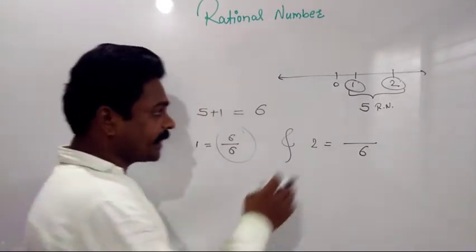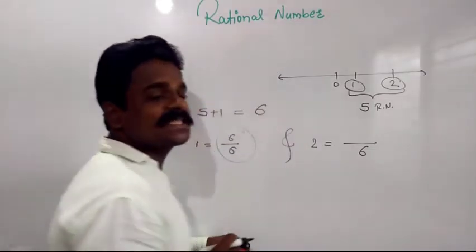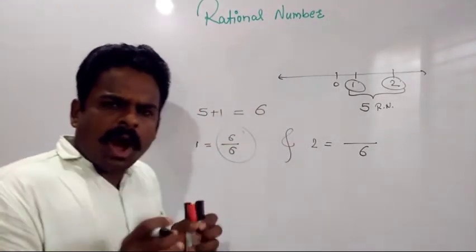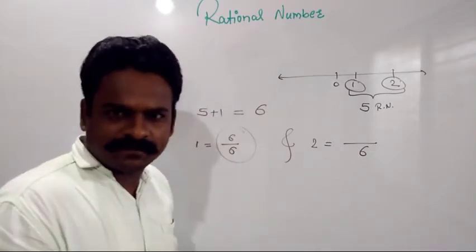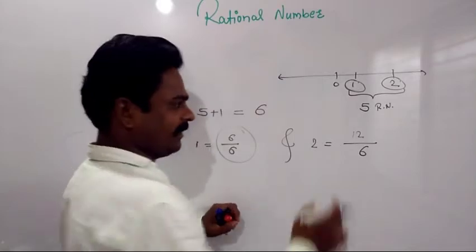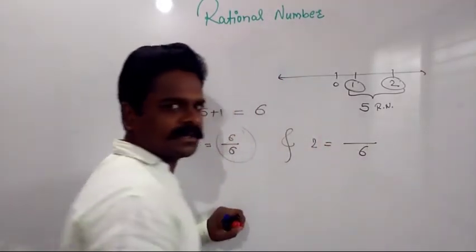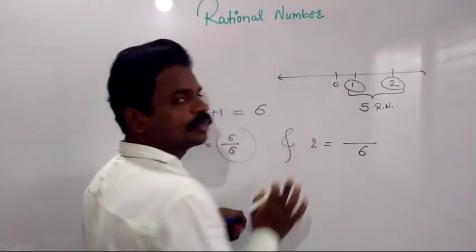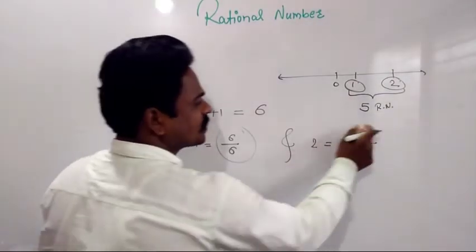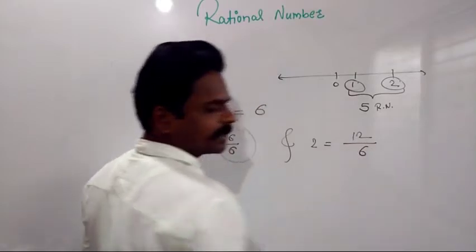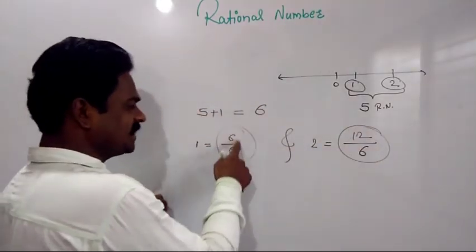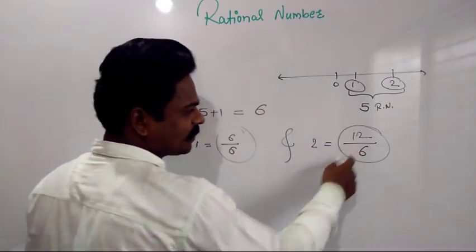Okay, no problem. Now to get the answer 2, how much will my required numerator be? It should be 12. If you are not able to find this numerator, then just multiply this 6 by 2. 6 2s are 12. 6 1s are 6. So we'll write here 12. So 1 can be written in this form, 6 by 6, and 2 can be written in this form, 12 by 6.